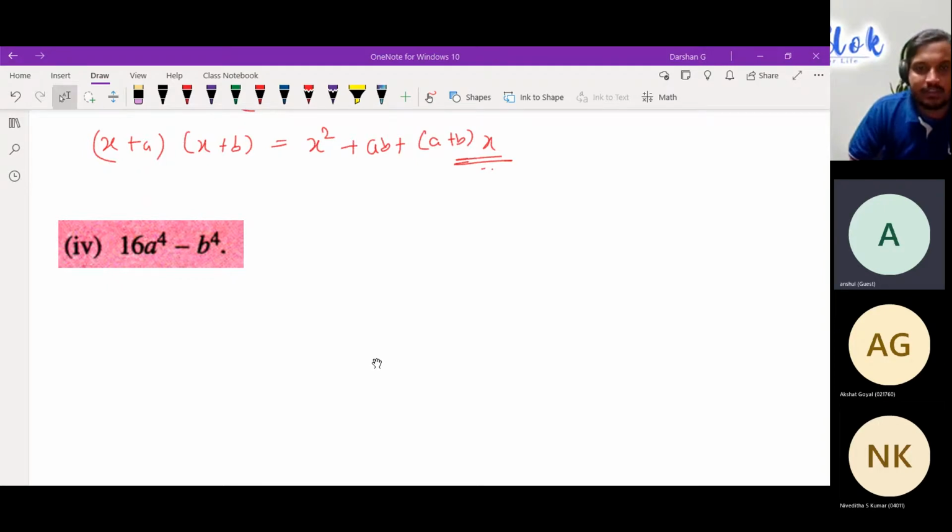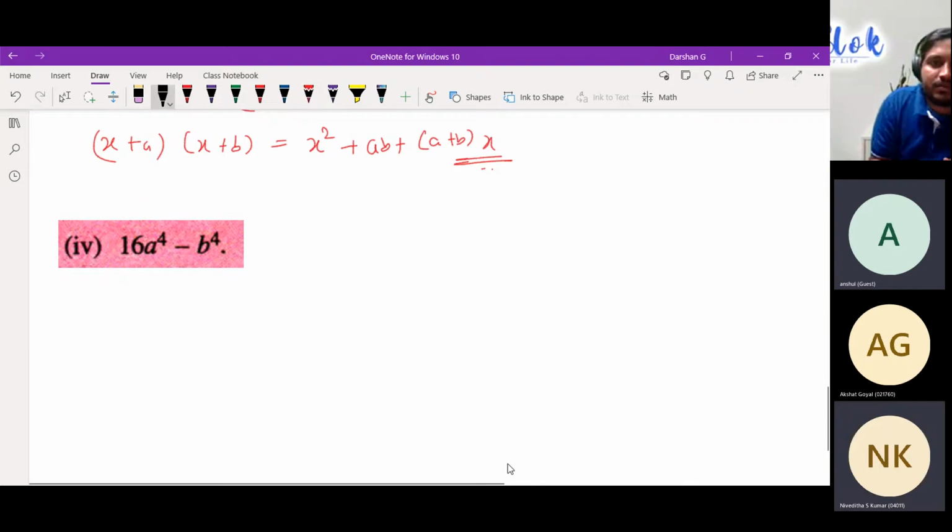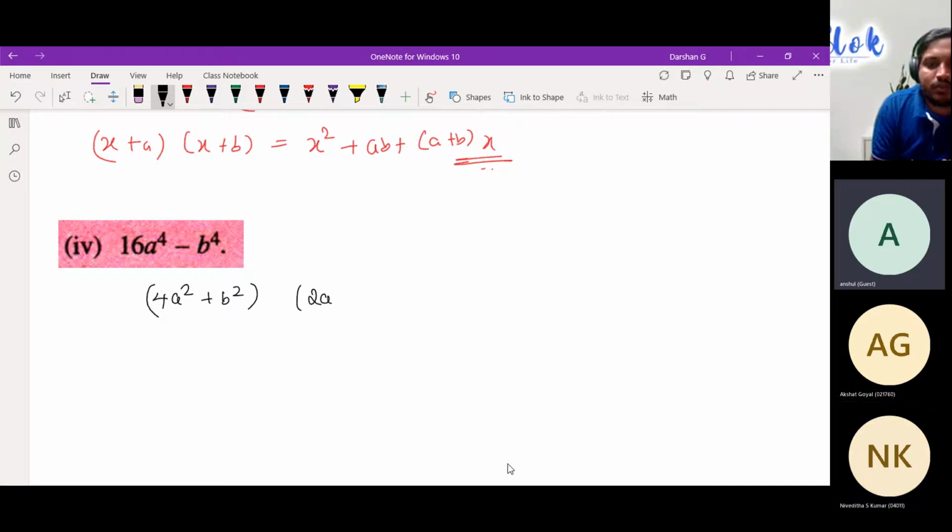Factorize it. Okay. Anyone with the answer? Yes, sir. 4a square plus b square into 2a plus b, 2a minus b. Correct.